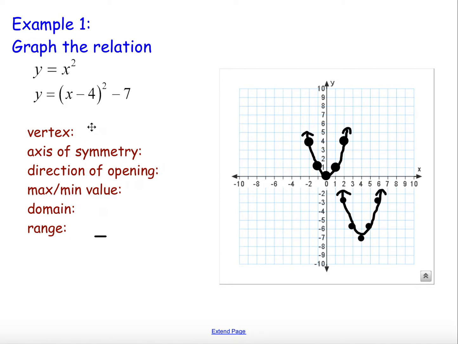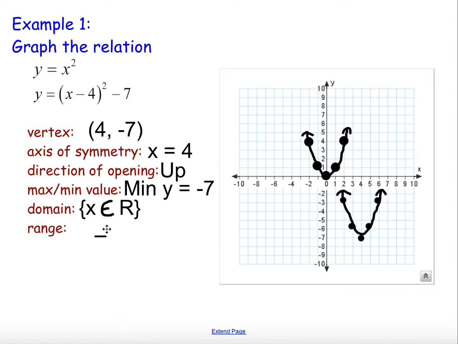Now let's look at our vertex. Our vertex is +4, -7. Remember, your axis of symmetry always comes from the x value of your vertex. This is clearly opening up. It's a minimum value because when I go down here I get to a minimum point. So it's a minimum value of my y value of my vertex. Domain is always all real. And the range is y equal to or greater than -7, because it can only get down to -7 and it's a real number.